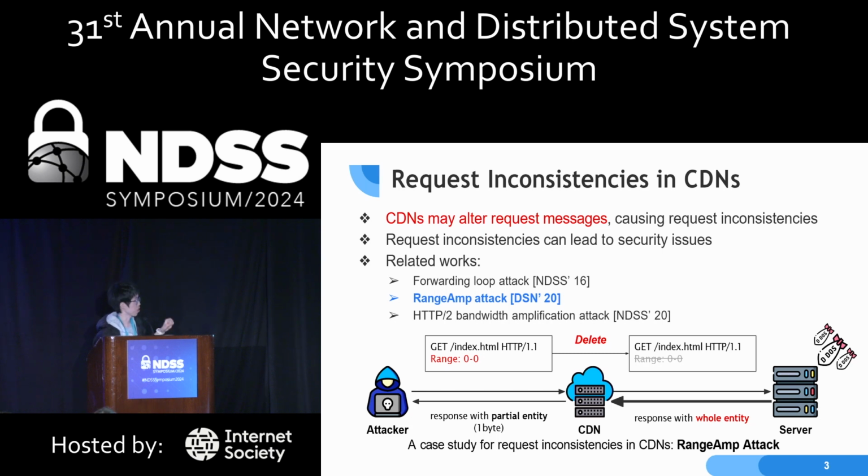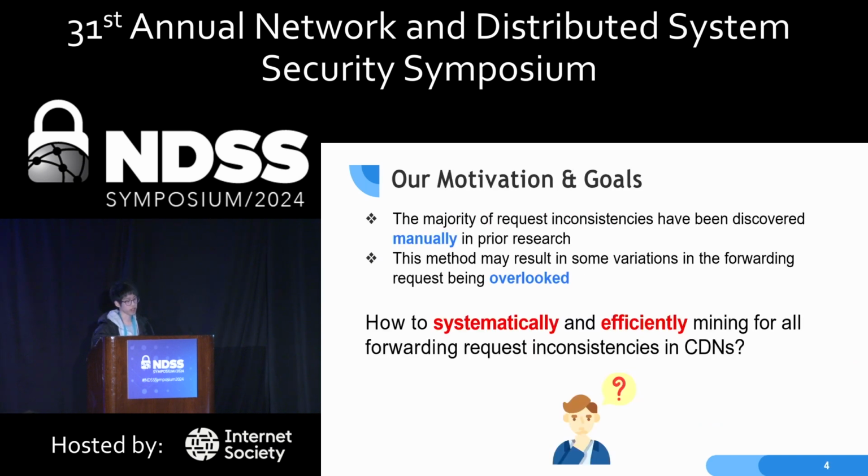A case study is the range amplification attack, where an attacker can launch an amplification DDoS attack against servers via CDNs. But we found that the majority of request inconsistencies were discovered manually in prior research, and this may result in some variations in forwarded requests being overlooked. So we want to find a way to systematically and efficiently mine all forwarding request inconsistencies in CDNs.